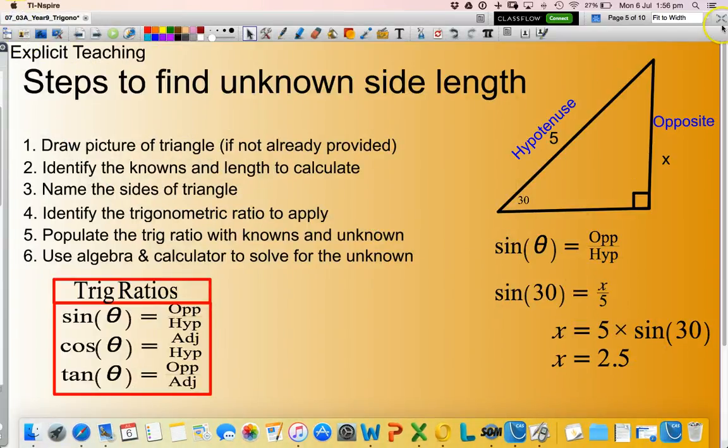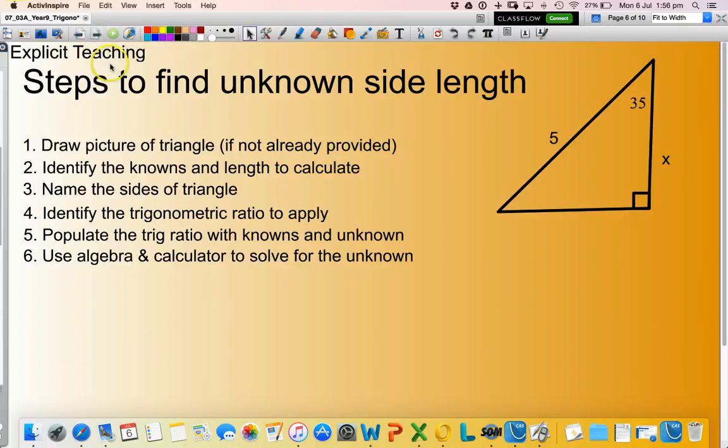Okay, next problem. This time, we'll follow those same 6 steps. Here is my right-angled triangle. Identify the knowns and the unknowns. Well, here is a known, side length of 5. Here is a known, angle of 35 degrees. Here is an unknown, length of x.